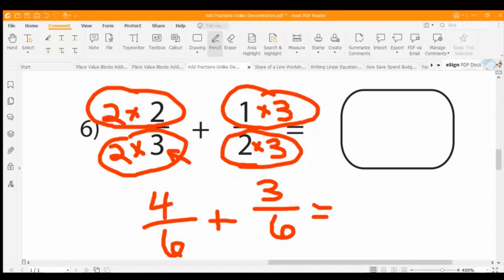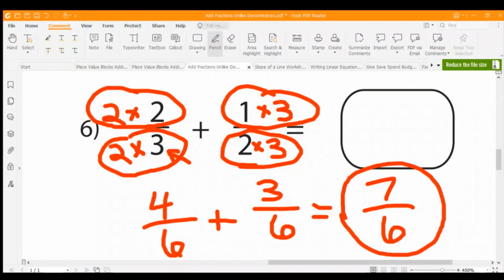Now that the denominators are the same, we add up the numerators. 4 plus 3 is 7, and we keep the denominator of 6. All right? Now, that looks funny. The numerator is bigger than the denominator. That's okay. That can happen. It's called an improper fraction, and we'll build on that later.